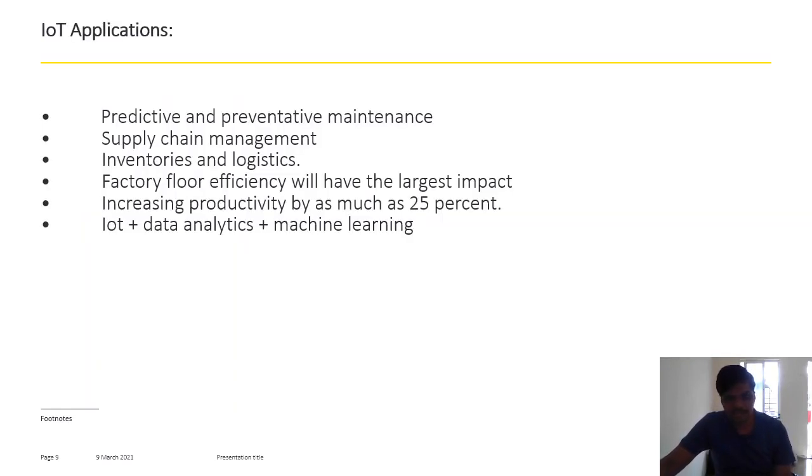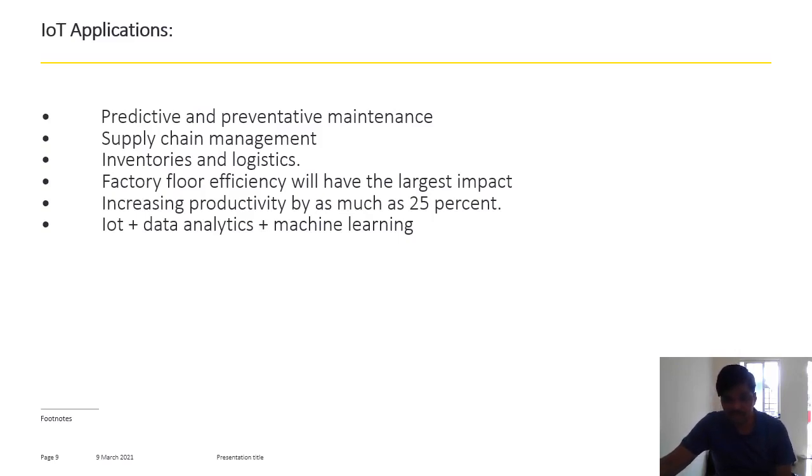Then there are applications related to IoT, the first being predictive and preventive maintenance. That is the most important part to keep your system alive and working 365 days a year. Then there is supply chain management. Supply chain management, you know what it basically means, and I have to digitalize each and every part of the supply chain management.